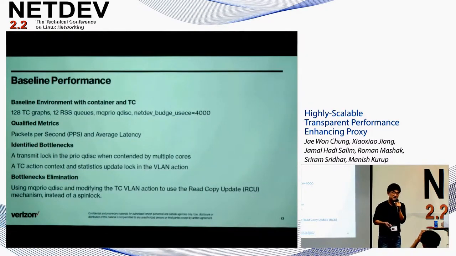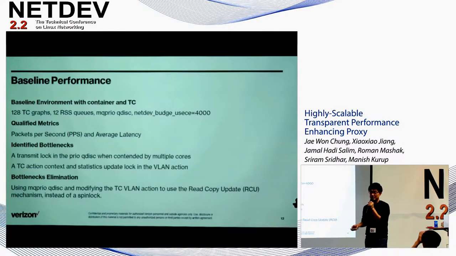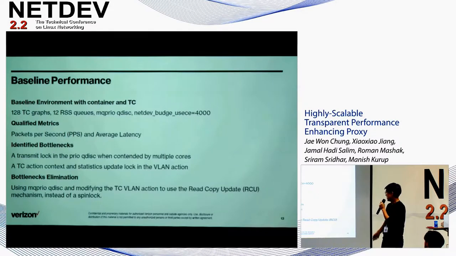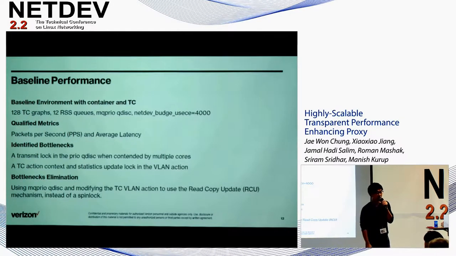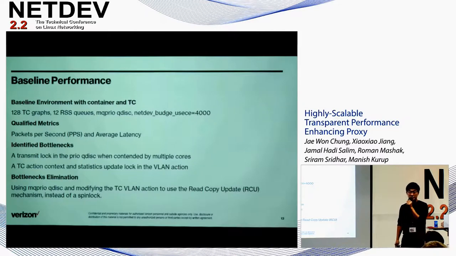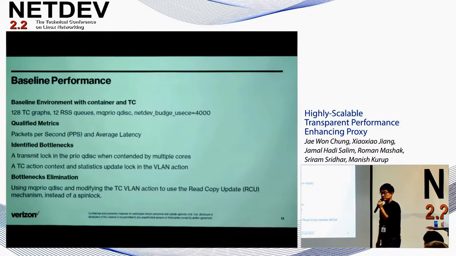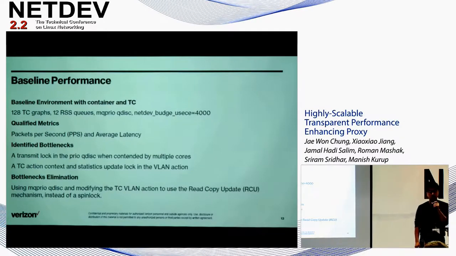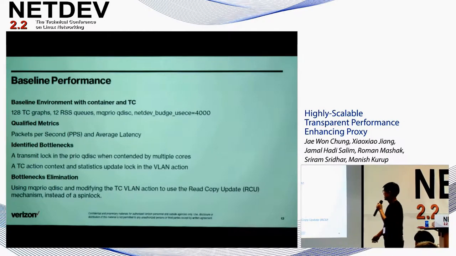we still did not have very good performance. Then we found that because we were using the VLAN TC actions to pop and push the VLAN, and that was using a spin lock, we were held up by that spin lock. So we ended up changing that to use RCU. And Jamal, are we done? Oh, okay. So we are submitting the patch at this moment.